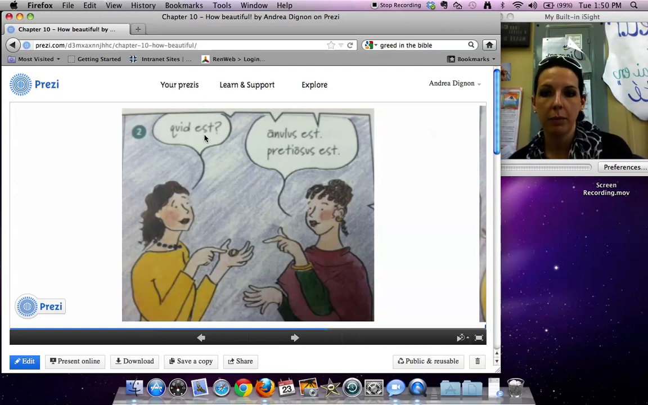So quid est, Flavia asks Lepidina, what is that? And Lepidina replies by saying, Annulus est, pretiosus est. It is a ring, it is precious. Now look at this. If we took those two sentences together, we could say annulus est et preciosus est. That would be a good way to do it. Or you could say preciosus et annulus. Annulus preciosus est. We could say it is a precious ring.